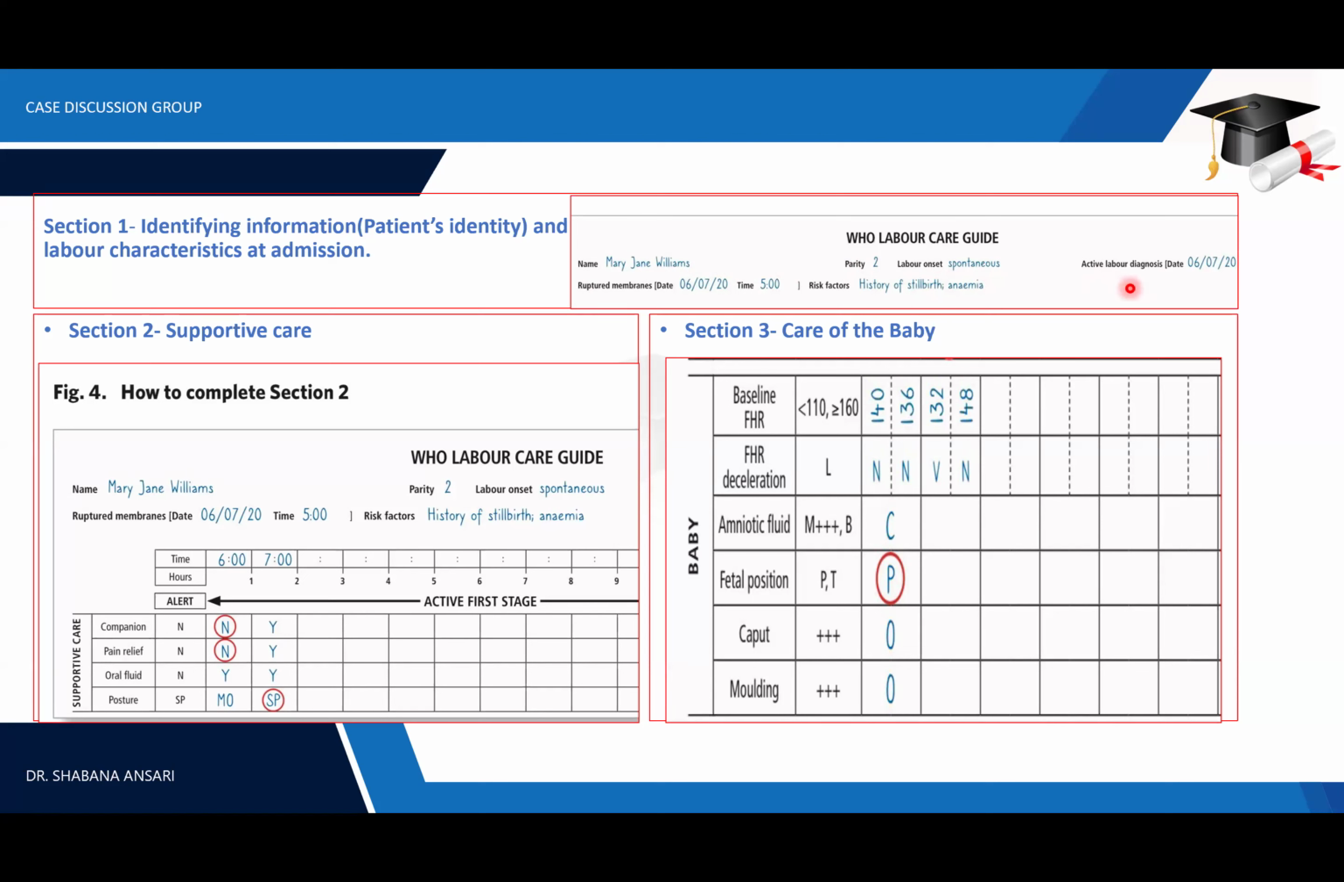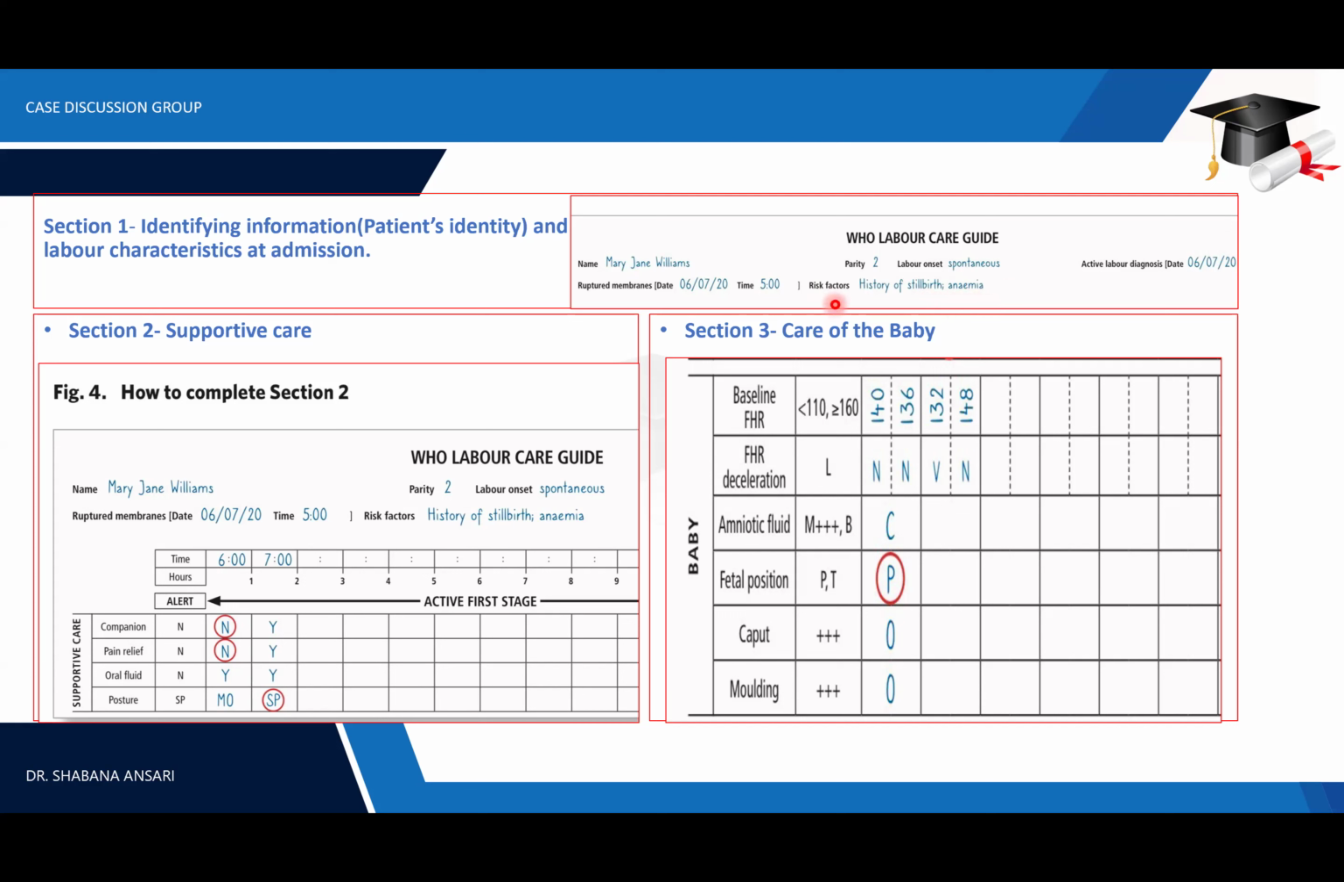Active labor diagnosis date has to be filled here. Active labor means when the cervical dilatation is 5 centimeters or more. Then we have to mention whether membranes were ruptured or not, and the date and time. And the risk factors, so this we will know from the history. It can be history of stillbirth, anemia, or any medical comorbidity like hypertension, diabetes. Patient is going for a trial of VBAC, that is vaginal birth after cesarean, multiple pregnancy. These are all risk factors.